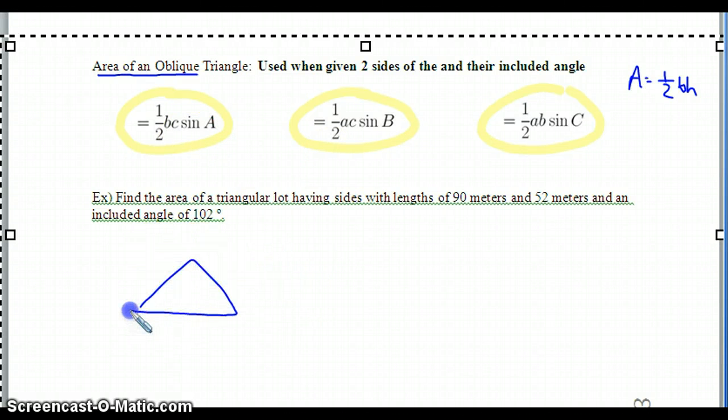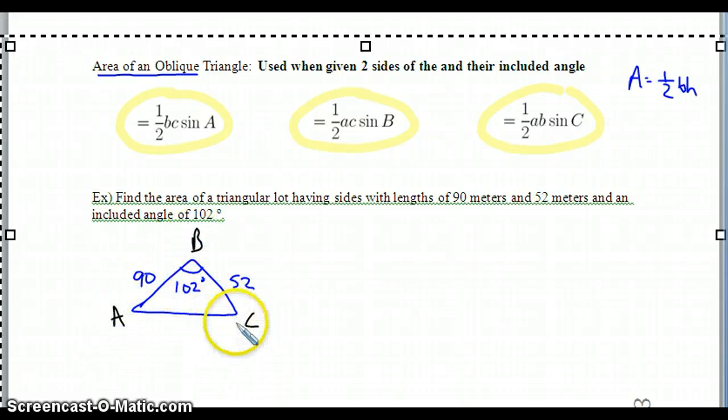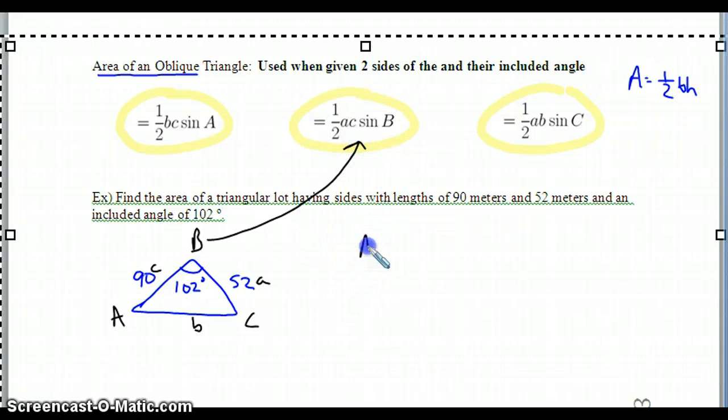So let's just draw a triangle. It says it has side lengths of 90 and 52, and the included angle is 102. So the angle in between the two sides you just drew is 102 degrees. So let's go through now and label it. These would be my angles. Let's say A, B, and C, which would mean that this would be side C, this would be side A, and this would be side B. And you can do that however you want. That will just then depend on which one of the three you use. Because I know angle B, I have to use this middle one, that the area is equal to half of AC times the sine of B.